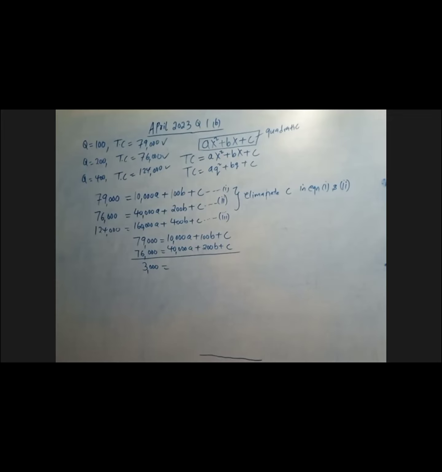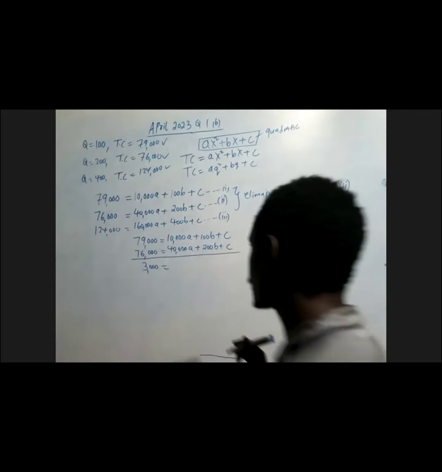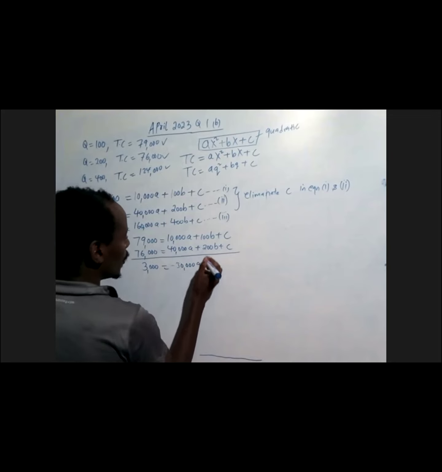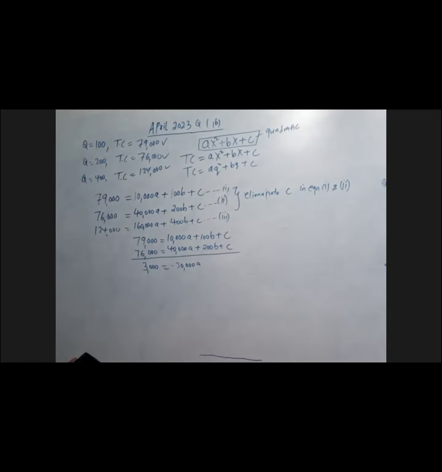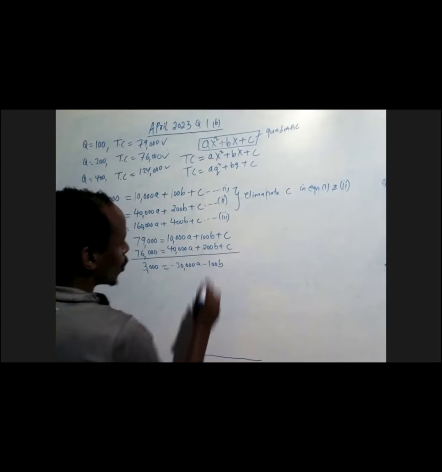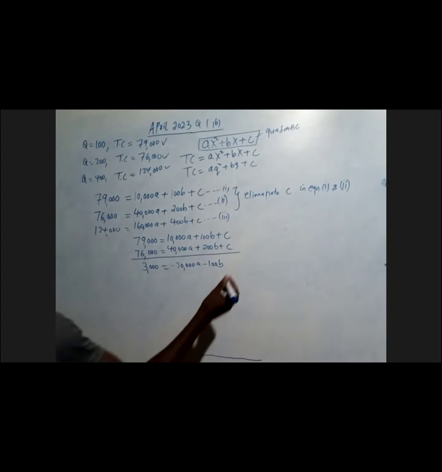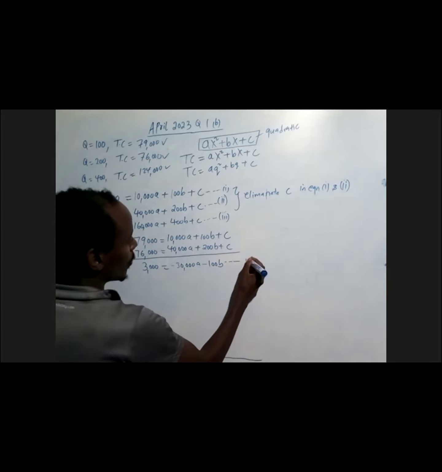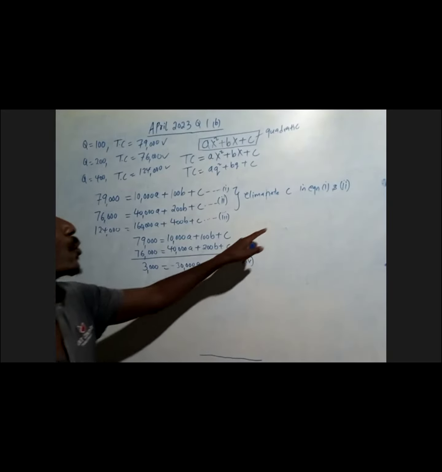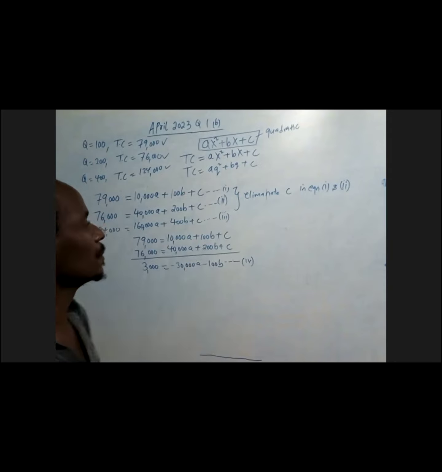Now 10,000 minus 40,000 becomes minus 30,000 A. Then 100 minus 200 becomes minus 100 B. So automatically we have eliminated C. This one becomes equation number 4. Another item we need to eliminate is C in equation 2 and 3.